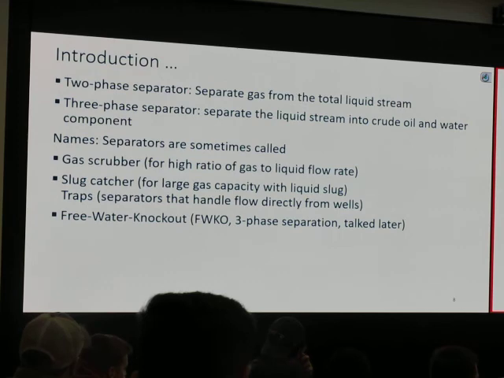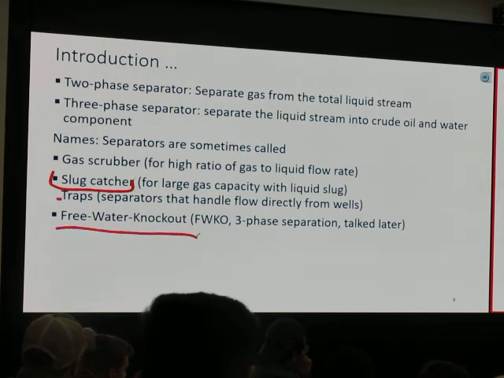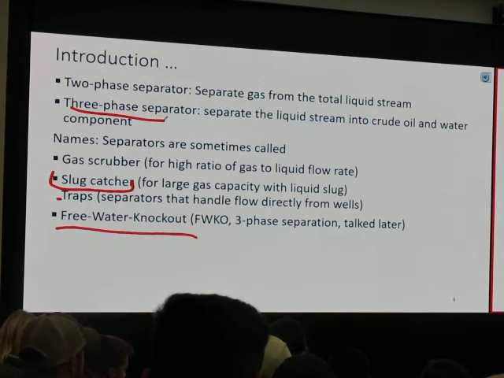Name of separator: sometimes they call it scrubber, slug catcher, traps. Free water knockout is a three-phase separator. Sometimes we have two-phase separator, three-phase separator, vertical separator, horizontal separator. The way a separator works is to use the difference in density to separate. If your oil and water have the same density, it won't separate. You agree? So what do we do? We may heat it up so that hopefully it has different density, then it can separate. So it separates based on the difference in density. Density has to be different, okay?